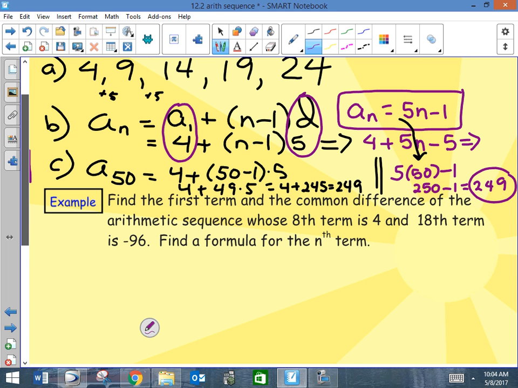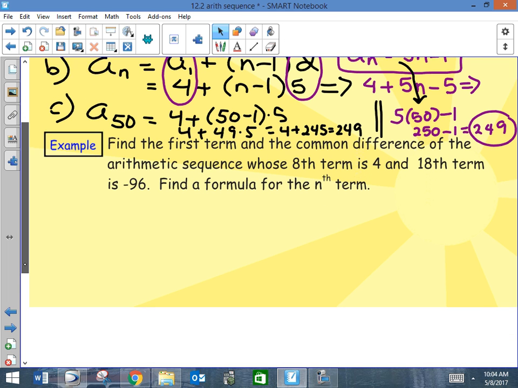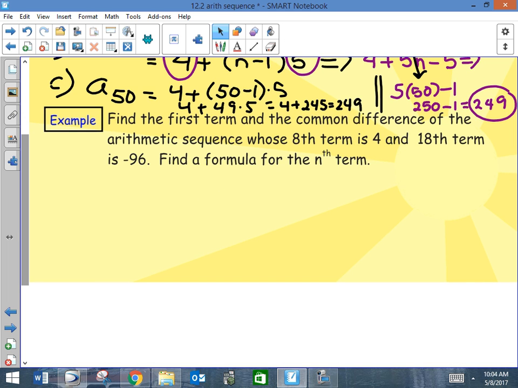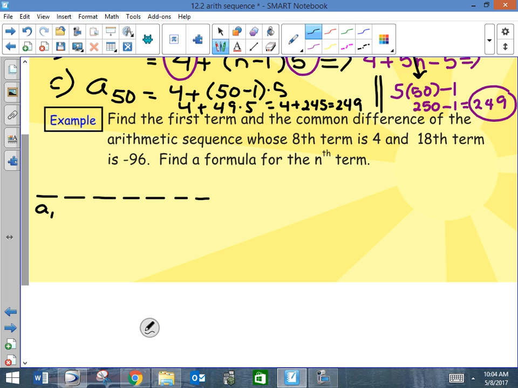Okay, any questions on that problem? Anyone? All right, so let's do the next one. Find the first term and the common difference of the arithmetic sequence whose 8th term is 4 and 18th term is negative 96. Okay, so at the beginning we have A1, 2, 3, 4, 5, 6, 7, 8. 8 is 4. 9, 10, 11, 12, 13, 14, 15, 16, 17, 18. And the 18th term is negative 96.